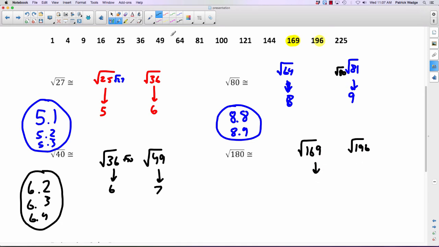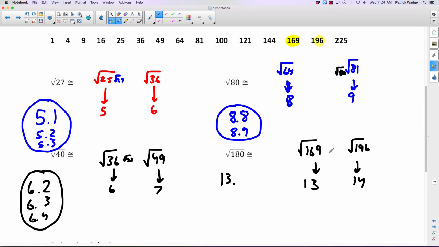You know how you can figure it out if you don't know what it is? Just count over. 1, 2, 3, 4, 5, 6, 7, 8, 9, 10, 11, 12, 13. We got this one by doing 13 times 13. So the square root must be 13. And obviously the next one is going to be 14. So our answer to the square root of 180 must be 13 point something.